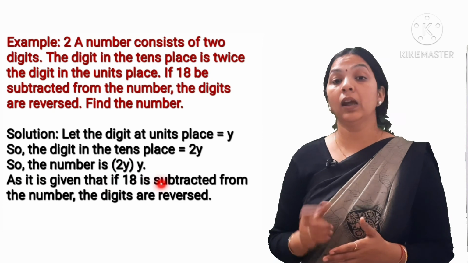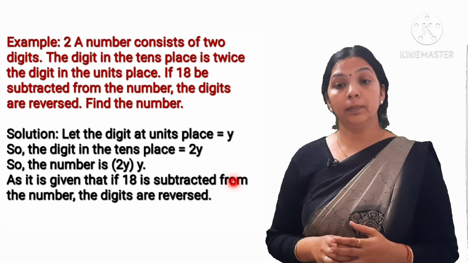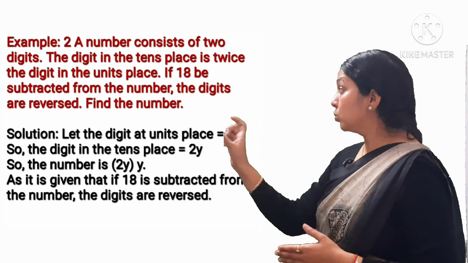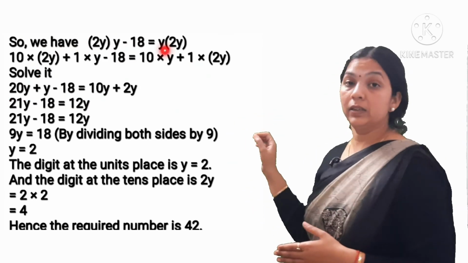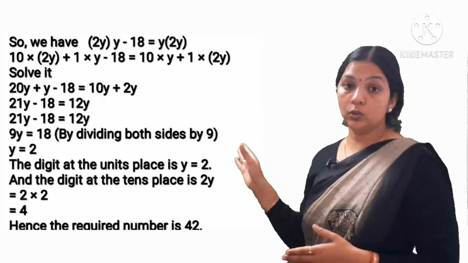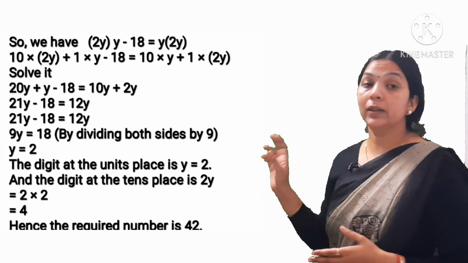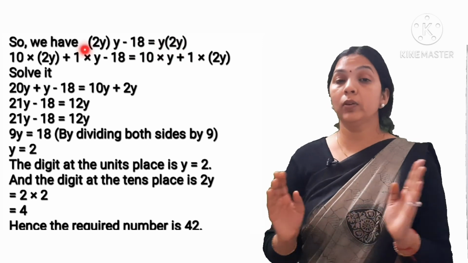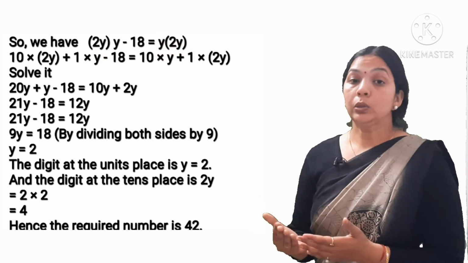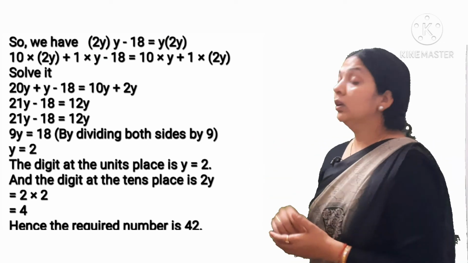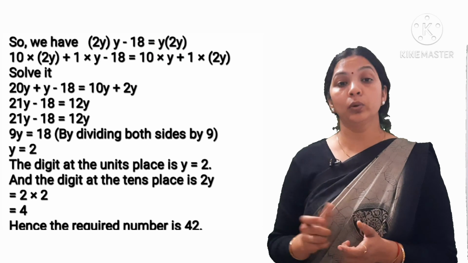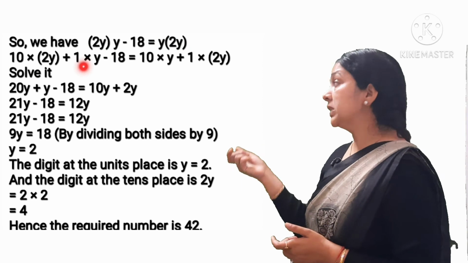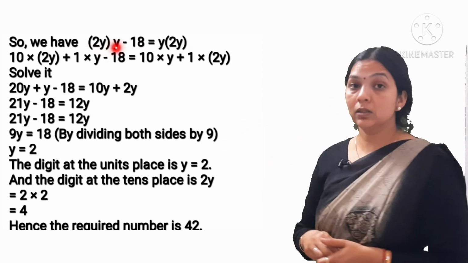As it is given that if 18 is subtracted from the number, the digits are reversed, it means 2y, y minus 18 is equal to y, 2y. Now, here you must remember that this y and 2y are not going to be multiplied. They are the place values. If we multiplied y into 2y, it would be 2y square. The actual method of writing any 2-digit number is we multiply the tens place with 10 and the ones place with 1. So how are we going to write this number?